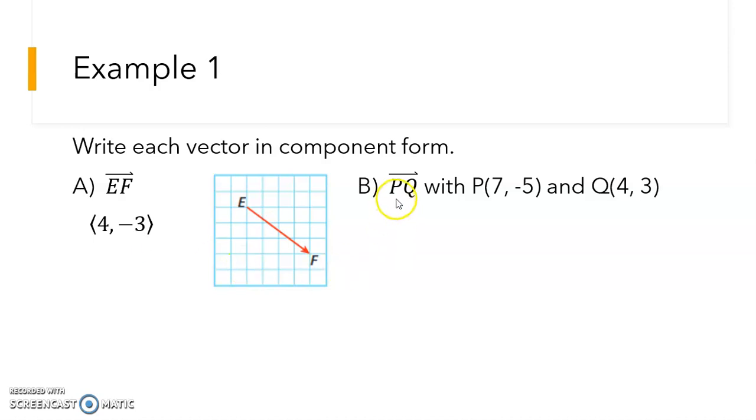For the next example, they want you to find the component form of vector PQ. And they gave you the initial point P is (7, -5), and the terminal point Q is (4, 3). So in this one, we have to do a little math, or you could graph it and then see what you get when you count. So try and find the component form and then press play to see if you're right.